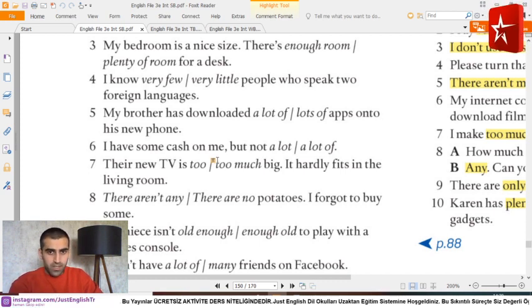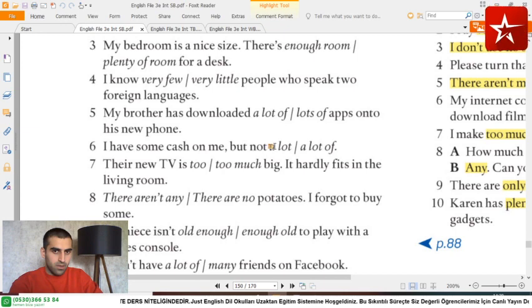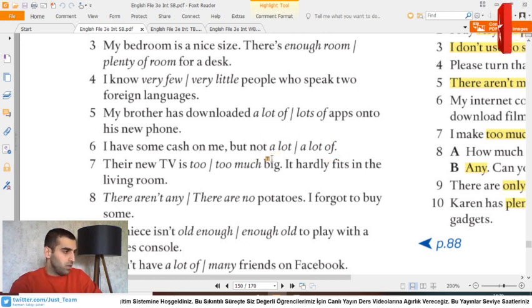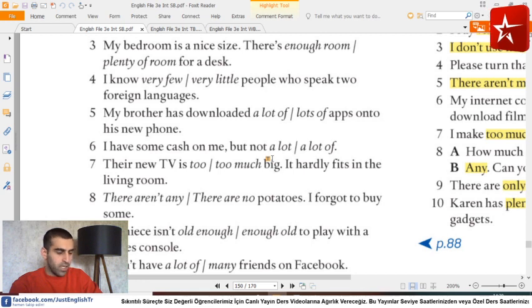Okay, the correct answer is a lot because we use a lot at the end of the sentence. A lot is the correct answer, not a lot of. After a lot of, we must use a noun. So a lot of is the wrong answer. Great, thank you. Who was correct? Melis, Uğur, and Irina. So let's continue with number 7.